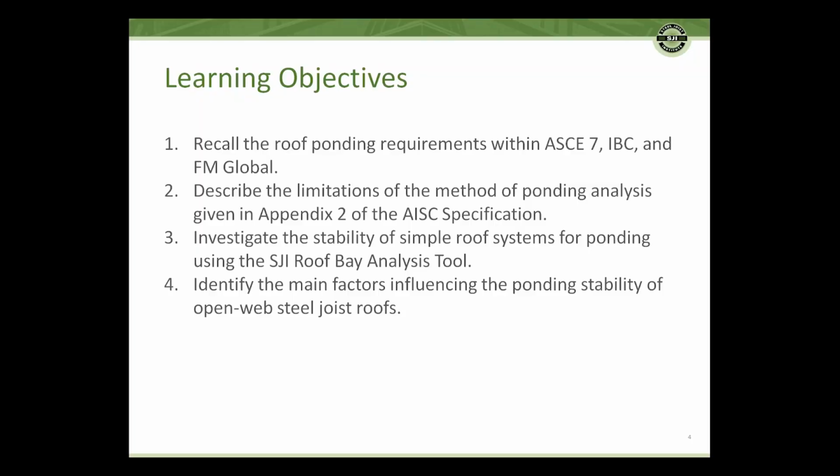For today's webinar, we will: 1. Recall the roof ponding requirements within ASCE 7, IBC, and FM Global. 2. Describe the limitations of the method of ponding analysis given in Appendix 2 of the AISC Specification. 3. Investigate the stability of simple roof systems for ponding using the SJI Roof Bay Analysis tool. And lastly, identify the main factors influencing the ponding stability of open web steel joist roofs. We will now begin today's webinar, New Methods for Ponding Analysis of Open Web Steel Joist Roofs.